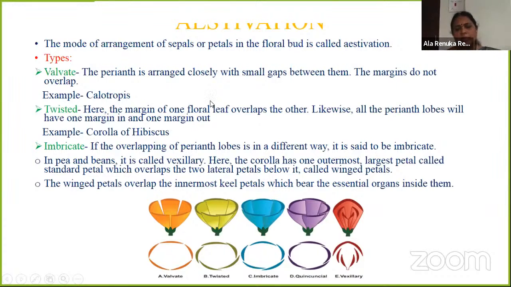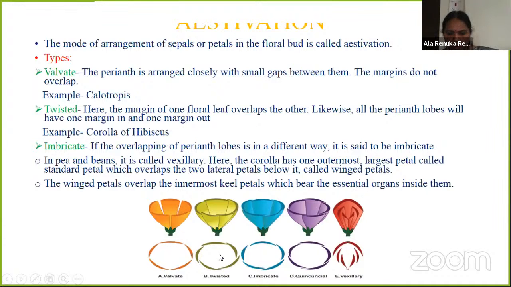And in some, we'll see the calyx and corolla arranged with one margin out and one margin in. All the floral leaves will have one margin out, one margin in, one margin out, one margin in. So they all look twisted. This type of arrangement is called twisted arrangement. That is, aestivation is described as twisted aestivation because all the perianth lobes are with one margin in and one margin out.